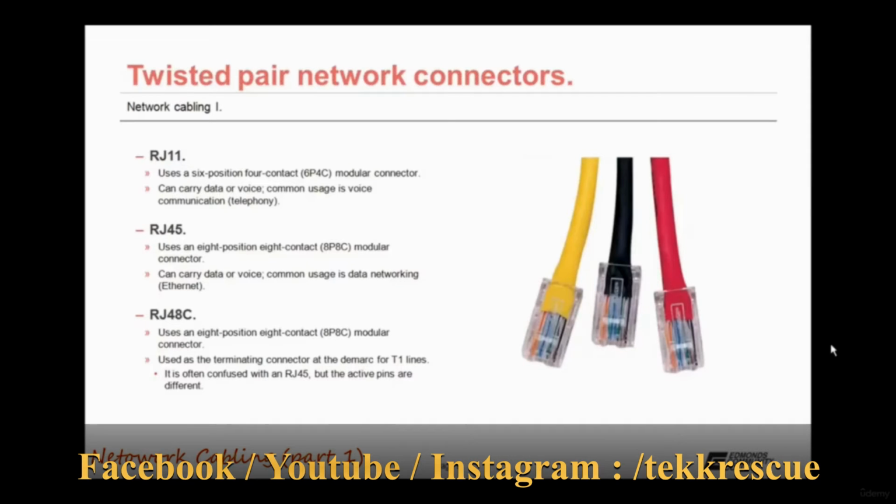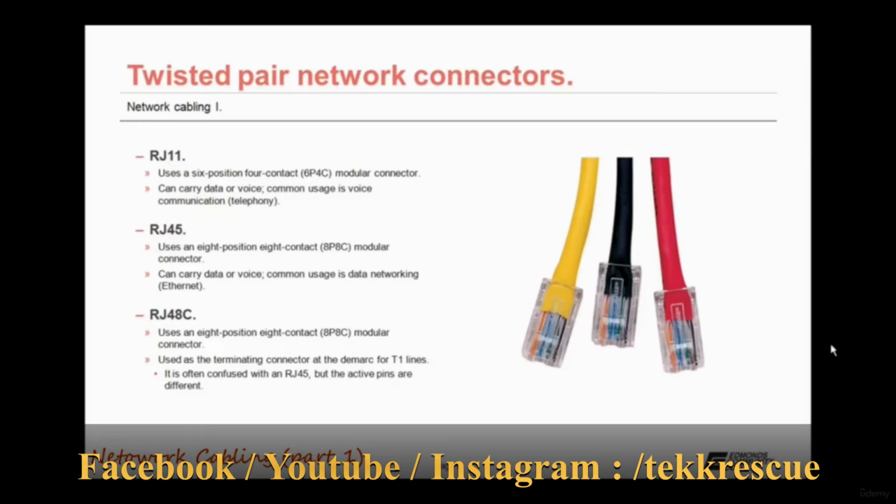Then there's the RJ45. This is the one that we always think about when we think about networking with twisted pair cabling. It uses an 8-position, 8-contact, or 8P8C modular connector. It can carry data or voice, and its common usage is data networking, Ethernet. Then there's the RJ48C. It also uses an 8-position, 8-contact modular connector, 8P8C, just like the RJ45. As a matter of fact, it's often thought of as being an RJ45, but it's used as the terminating connector at the demarc point for T1 lines.